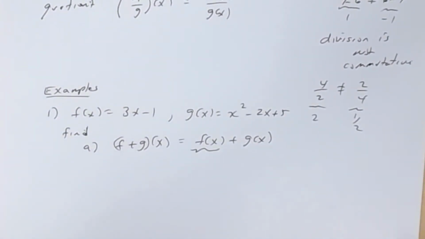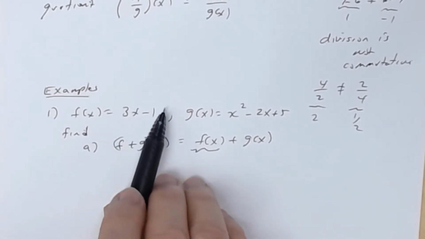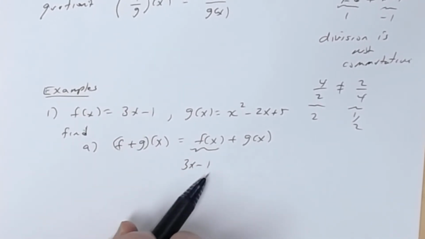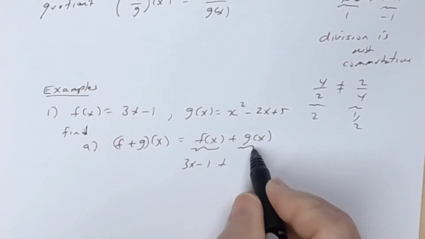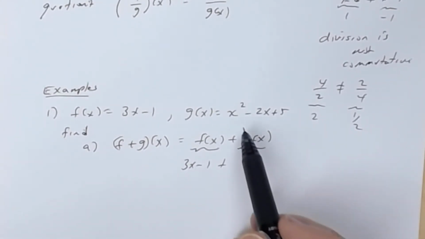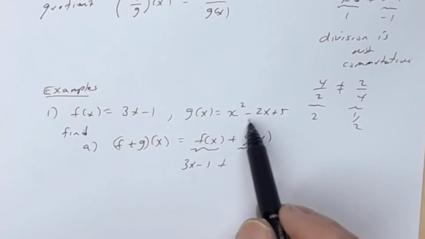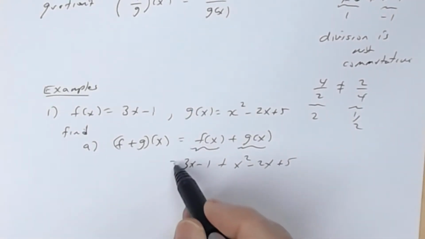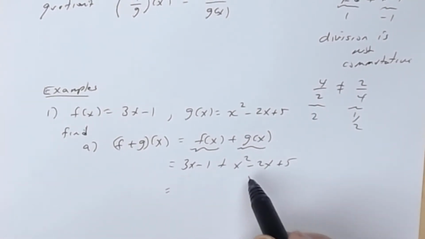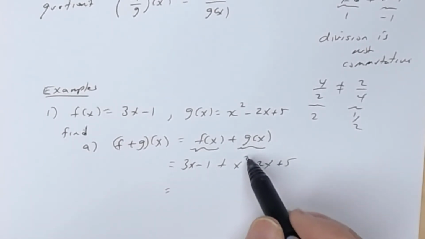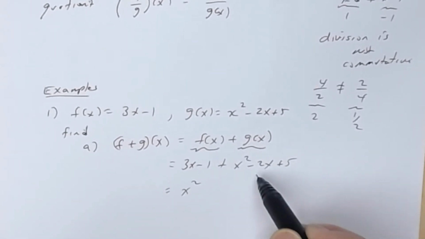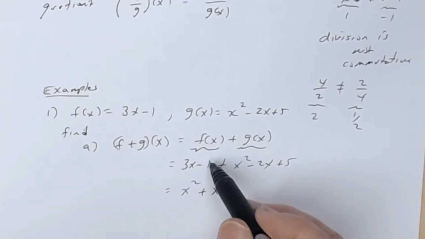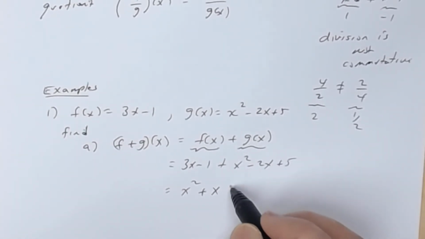Well, I know what f of x is. f of x is 3x minus 1, so that goes here. Plus g of x. Do you know g of x? Yes, you do. g of x is this quadratic function, so I get x squared minus 2x plus 5. But you want to combine your like terms, and let's put this in descending order. So I get x squared, 3x, and a negative 2x is a positive x. Now let's do the constants. A negative 1 and a positive 5 is a positive 4.